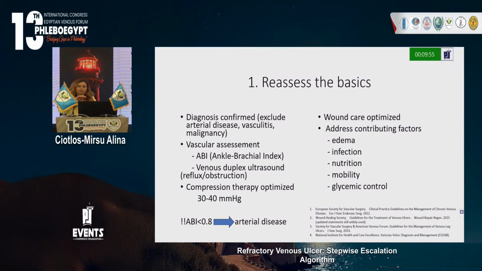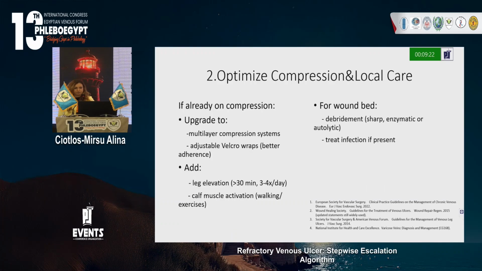As all of you know, we begin with the basics. For diagnostic, confirm and exclude arterial disease, vasculitis, malignancy. As vascular assessment, it's mandatory to have the ABI, the venous ultrasound, the compression therapy optimized, the wound care optimized, and address contributing factors like edema, infection, nutrition, glycemic control, and mobility.